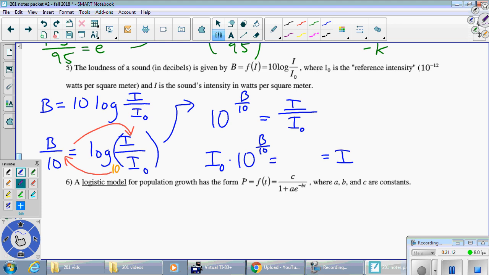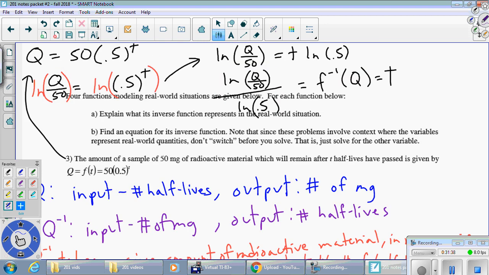And if you wanted to, you could call this F inverse of B. So again, interpreting this one, the input is B and the output is capital I. So if you tell this function the loudness of a sound, that's the B, then this function will spit out the corresponding intensity. Given a loudness, the function will find the corresponding intensity of that sound.